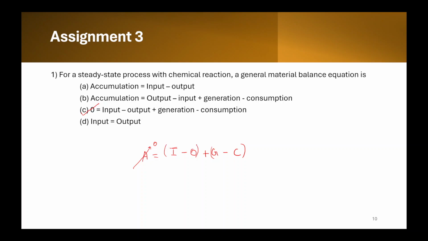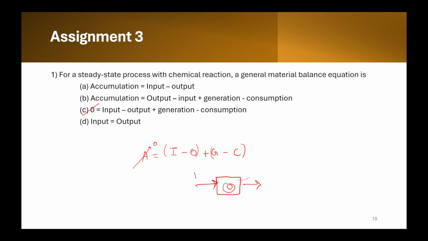So what is accumulation? Suppose this is a system. This is the inlet stream, this is the outlet stream. If this is an unsteady state process, the flow rate of the inlet and outlet may not be the same. Due to some conditions, the inlet and the outlet flow rate may not be same. So if the inlet is not equal to the outlet, some material will be accumulated inside. That is the accumulation term.